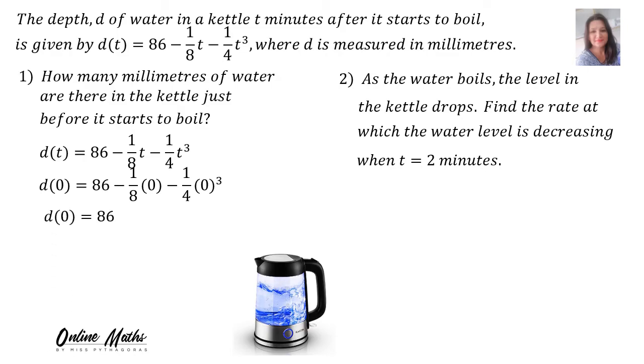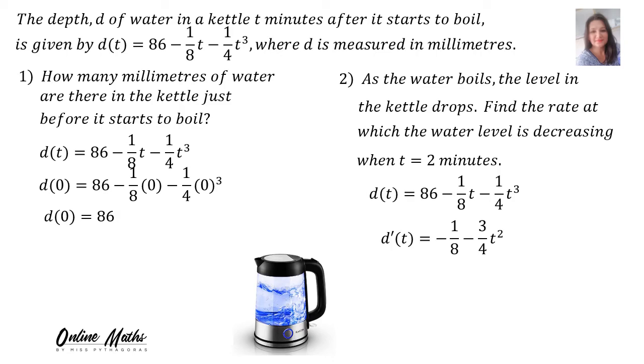Number 2. As the water boils, the level in the kettle drops. Find the rate at which the water level is decreasing when t equals 2. So can you hear at number 2, as the water boils, therefore there's movement. And the minute there's movement, you will find the first derivative. So the first derivative is minus an eighth minus 3 over 4t squared.